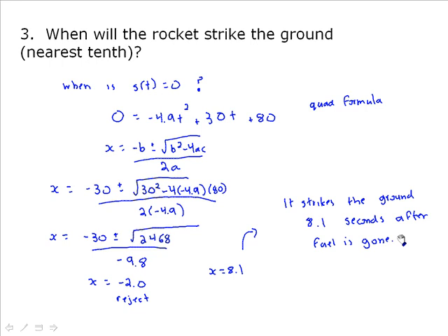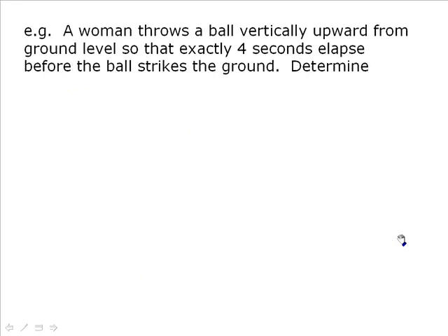Now I'm going to do one more question. This is not as long a one, but it does have some interesting angles to it, and then we should be done. So for whatever reason, this woman is throwing a ball vertically upwards from ground level so that exactly 4 seconds elapse before the ball strikes the ground. Now I am making an assumption here that when I say ground level, it means her hand is at ground level. Now that's an awkward way to throw a ball, but we're treating her release point as being the ground level.